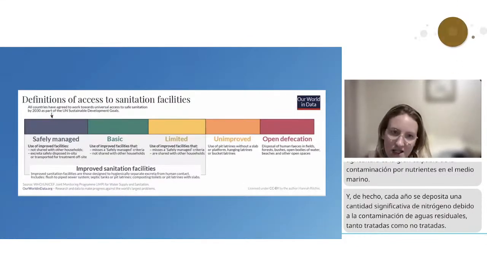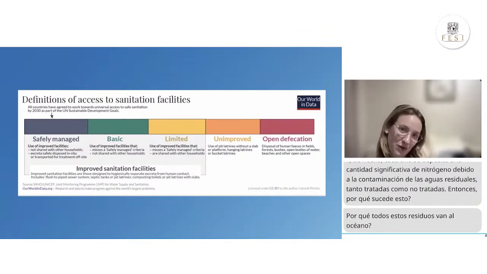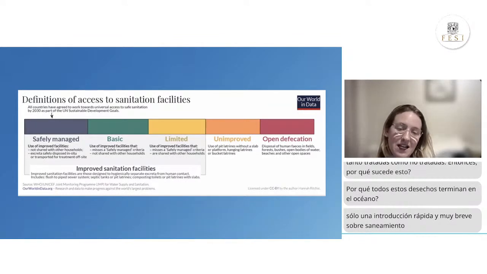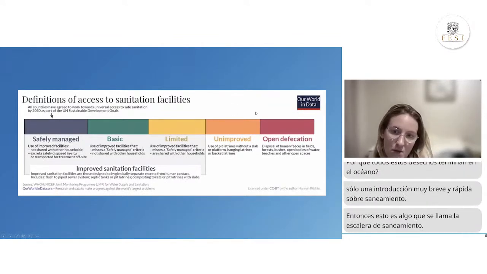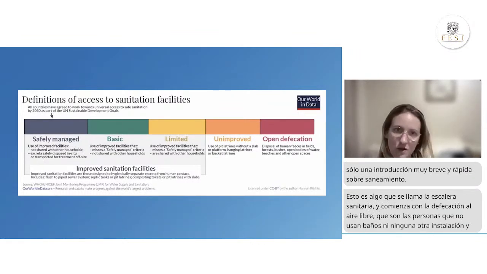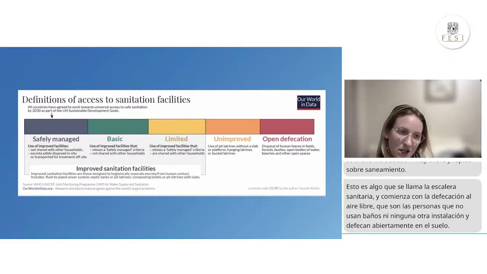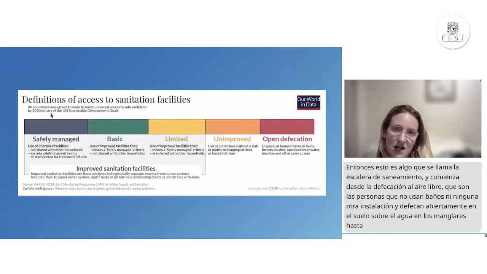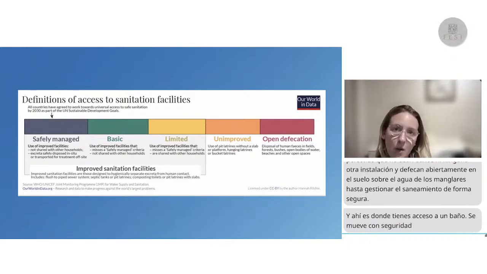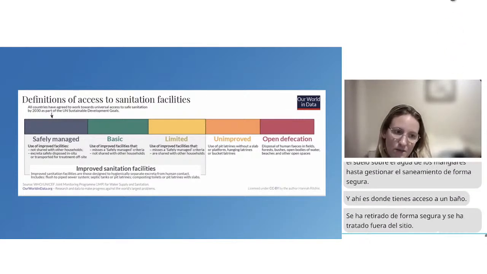Why is all this waste getting into the ocean? Just a very brief, quick primer on sanitation. So this is something that's called the sanitation ladder. And it starts from open defecation, which is the people who don't use toilets or any other facility and openly defecate in the ground, on water, in mangroves, up to safely managed sanitation. And that is where you have access to a toilet. It's safely moved away and treated off-site. It's clean, and then there's a gradient in between.